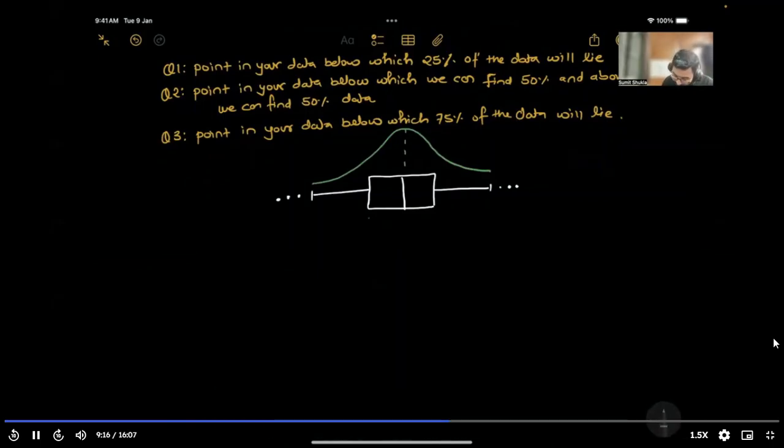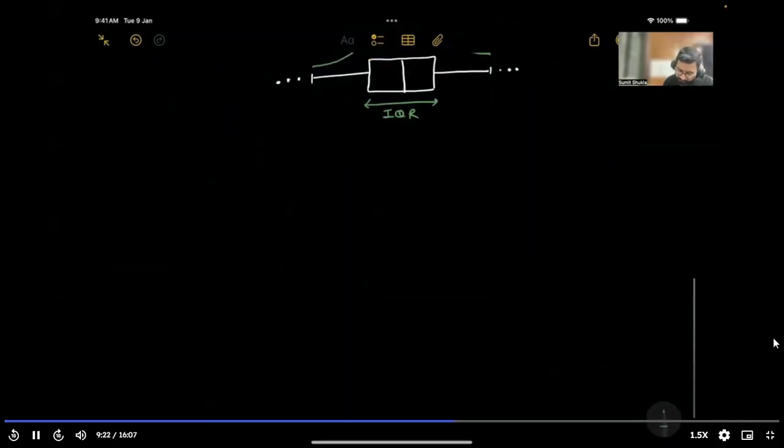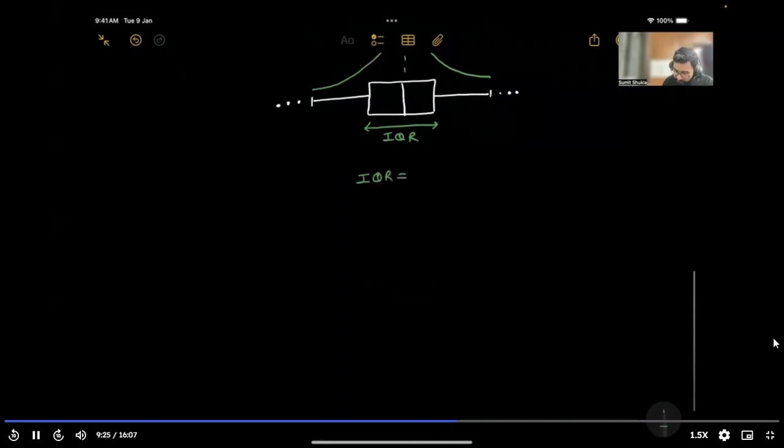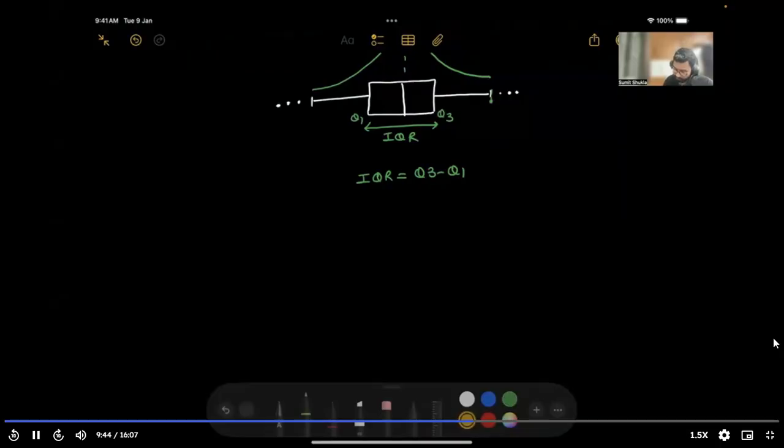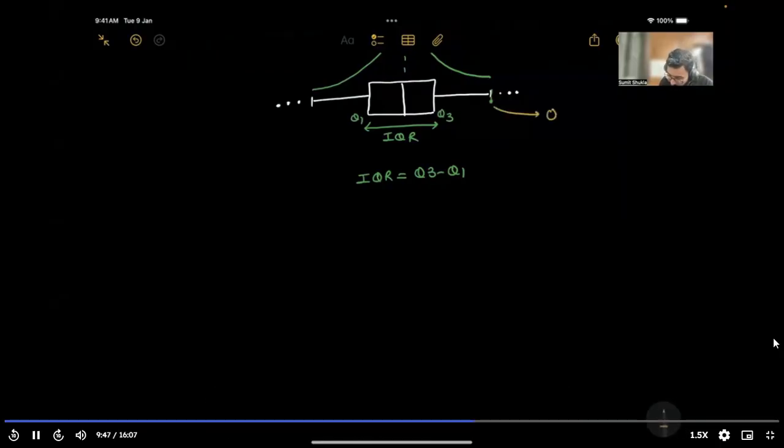Now this length is known as IQR. So IQR is given as Q3 minus Q1. So this is your Q3, this is your Q1. And according to the normal distribution rule, you can reach this point by Q3 plus 1.5 times IQR. And you can reach this point by Q1 minus 1.5 times IQR.